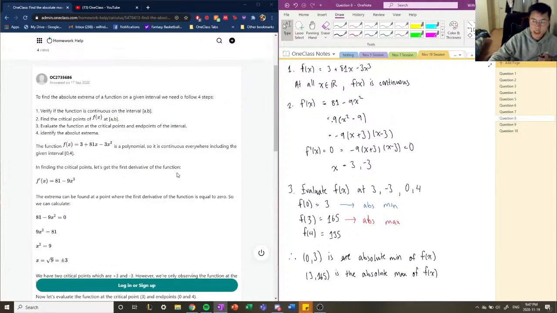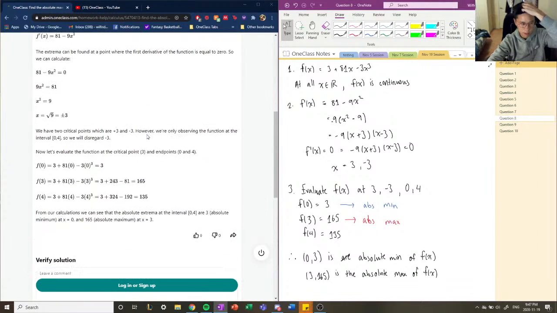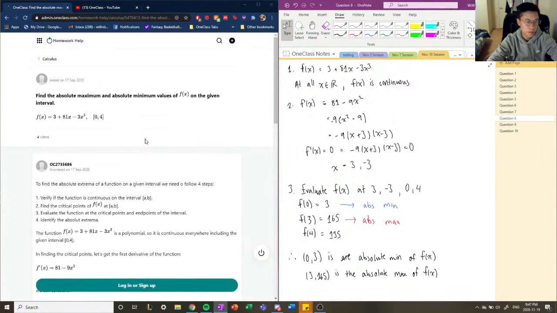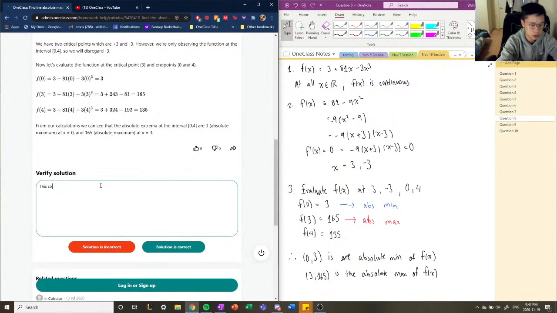So this was the step-by-step strategy of solving these kinds of questions. And you guys will really encounter a lot of these kinds of questions because they're very simple, but they test a lot of core principles and theories. Okay, so the solution is correct. Good work.